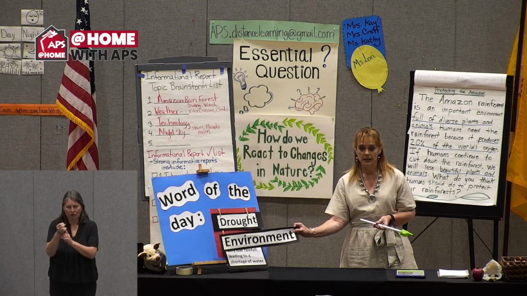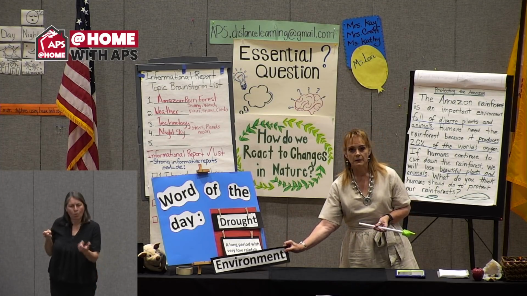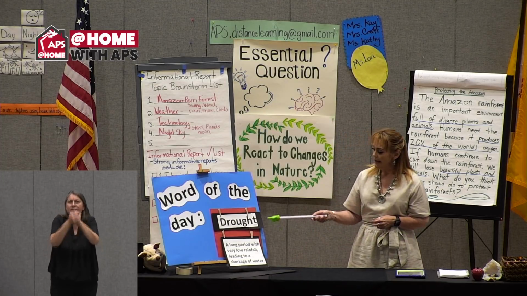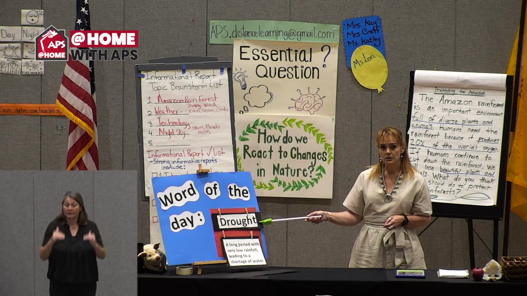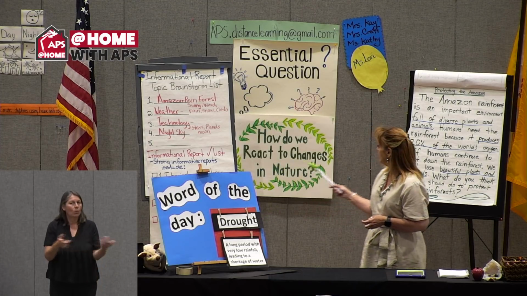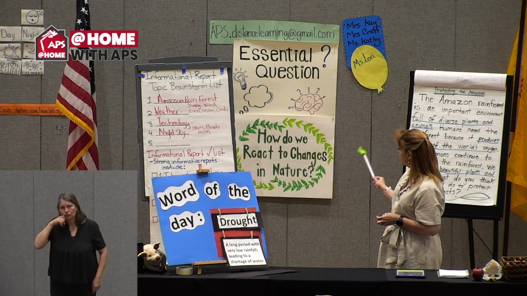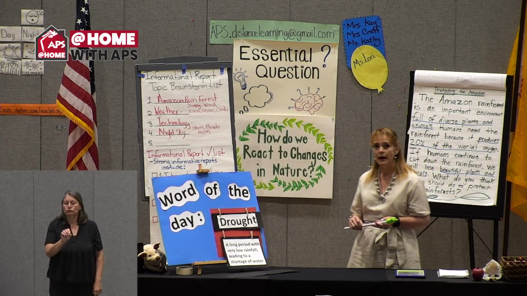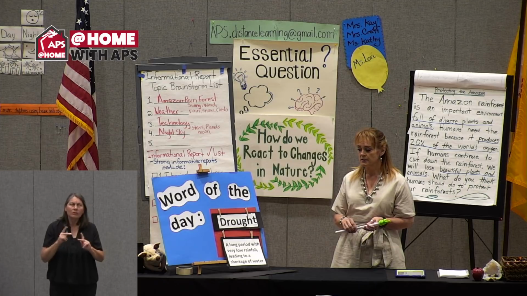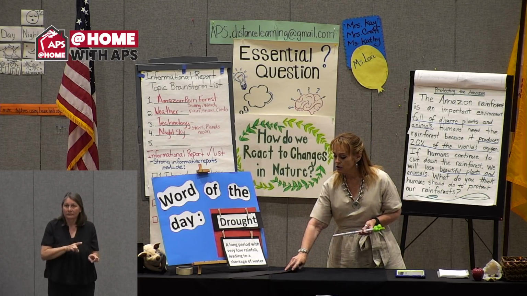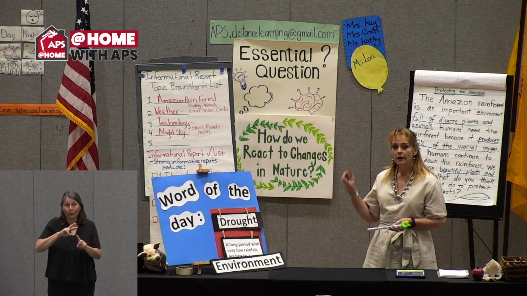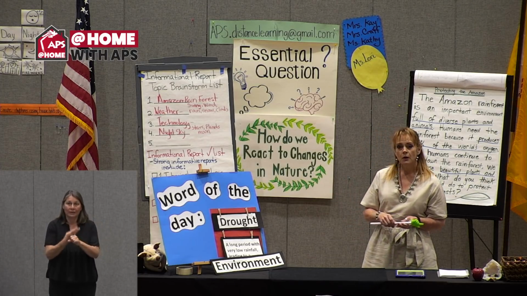That was our book yesterday. What happens when we cut down trees? How does that change our environment? And then today, we talked about drought and what happens to our environment in drought. So those are things that happen in nature, and we have to think about how people and animals react to those changes. So these are two words that you could use as part of your informational report.